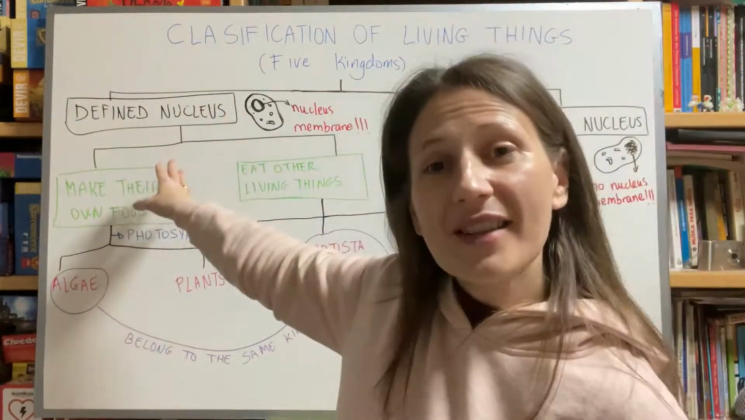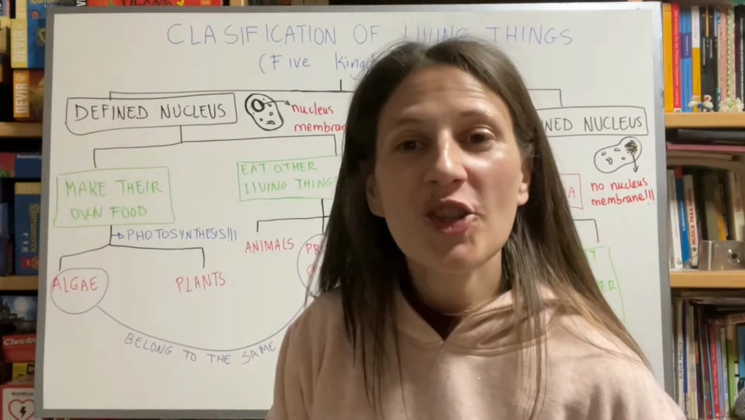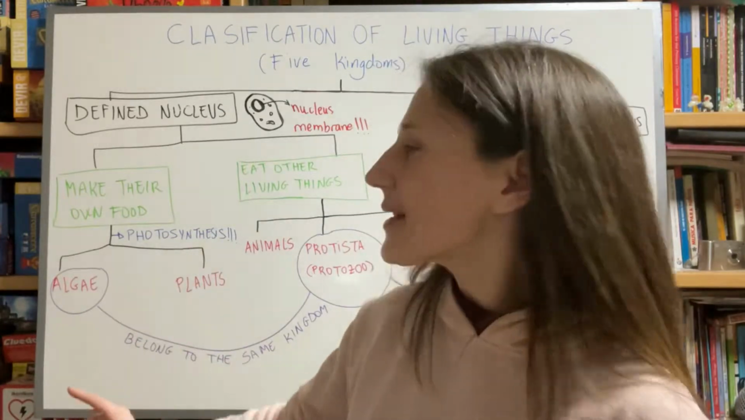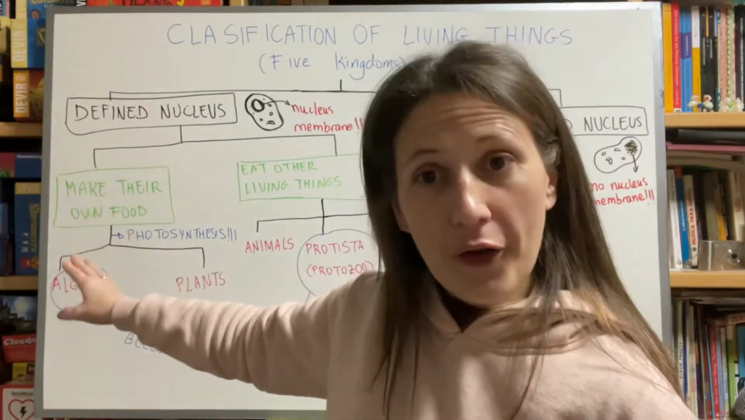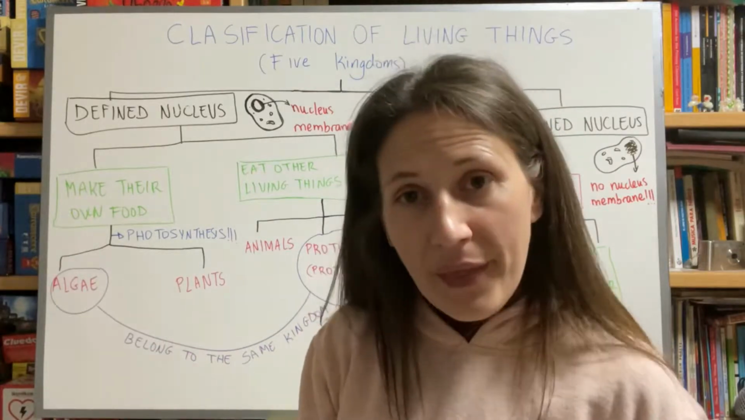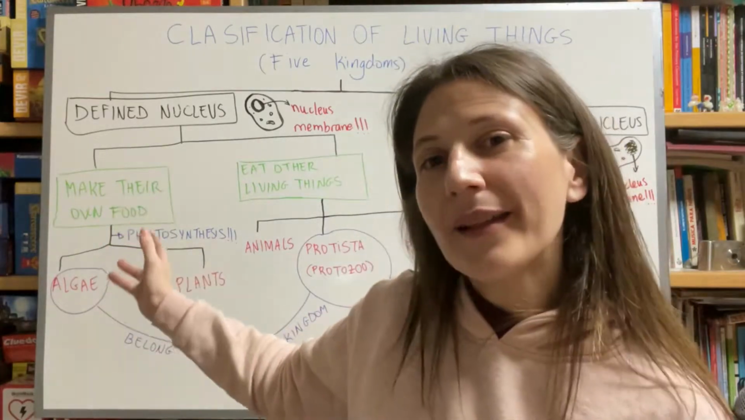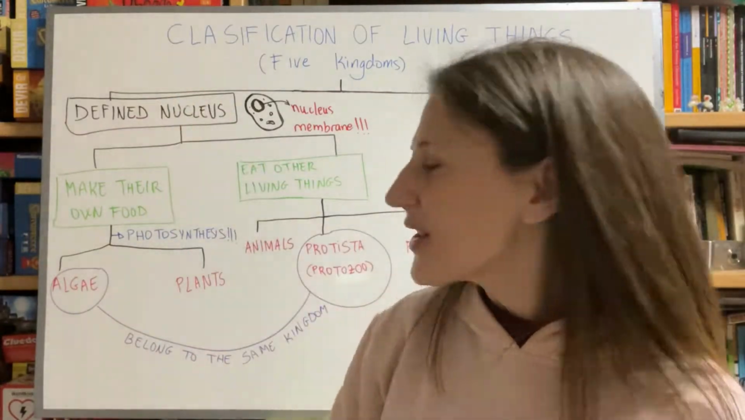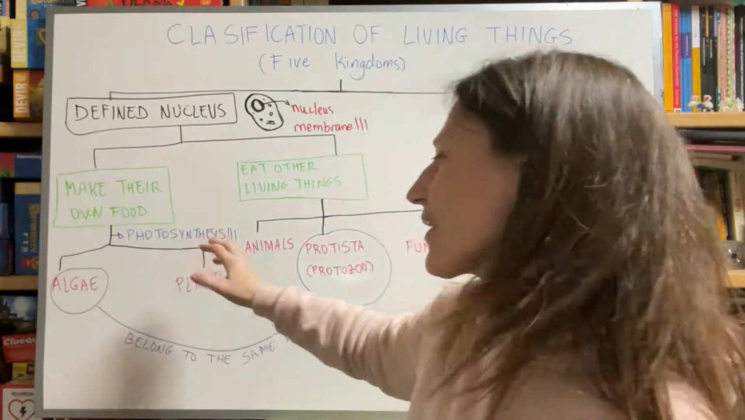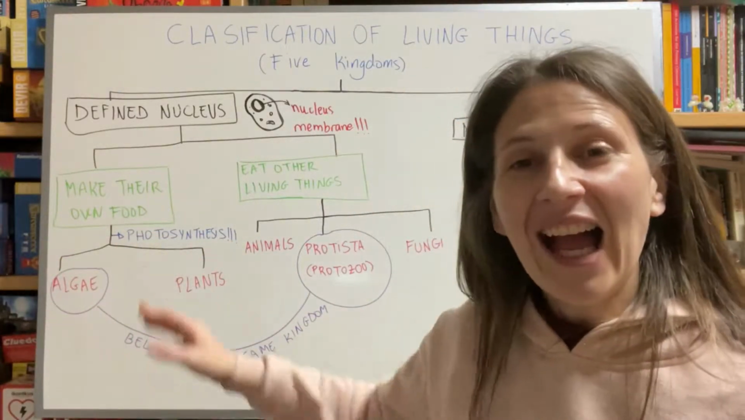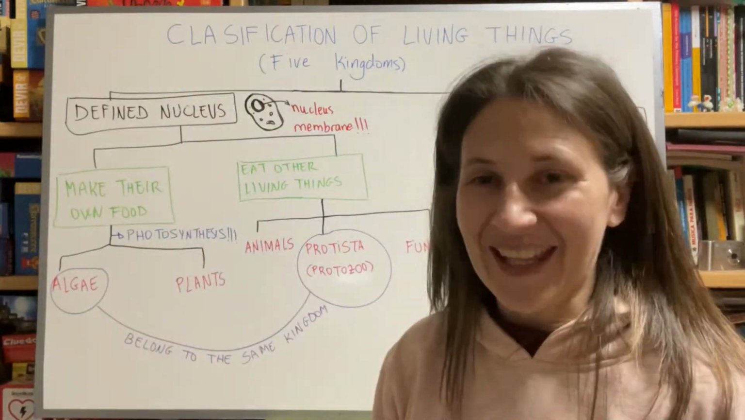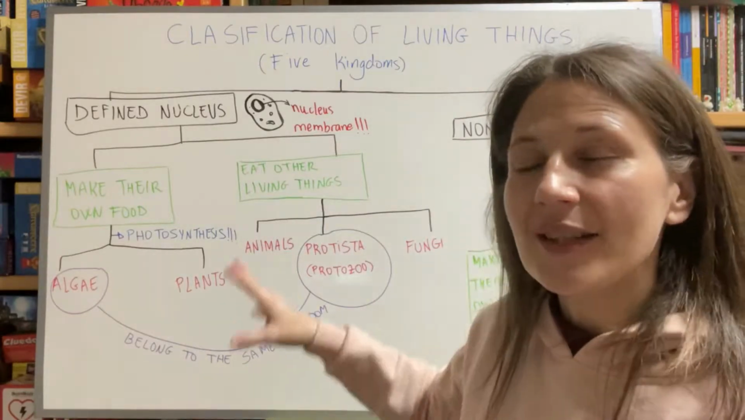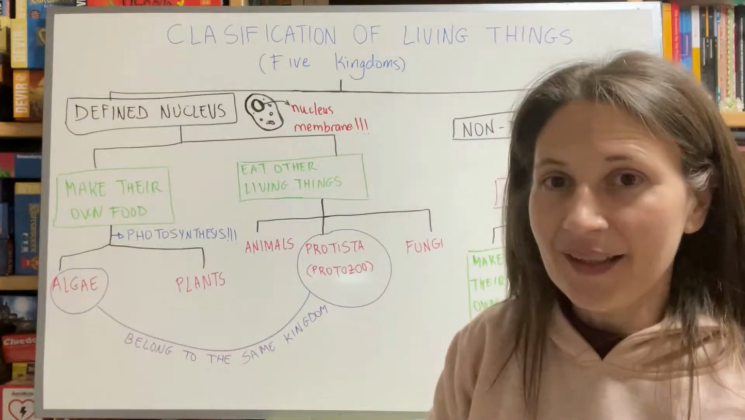In the defined nucleus living things, we have to attend to the function of nutrition, okay? We can find organisms that can make their own food through a process called photosynthesis, okay? Which are the living things that can make their own food and that have a defined nucleus? The algae and the plants, okay? Algae and plants, okay? But there is another extra group in the group of the defined nucleus living things.